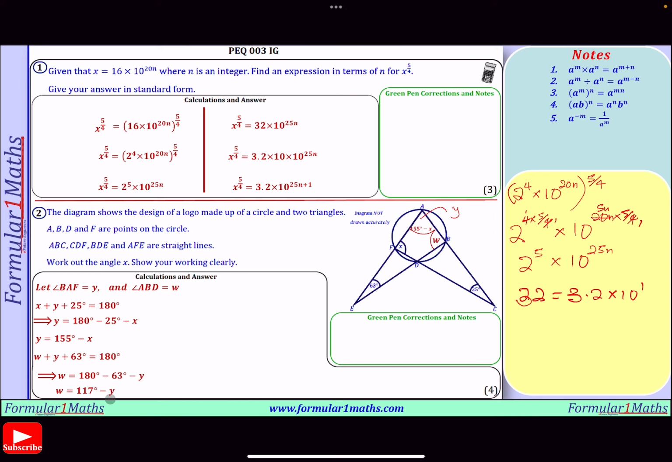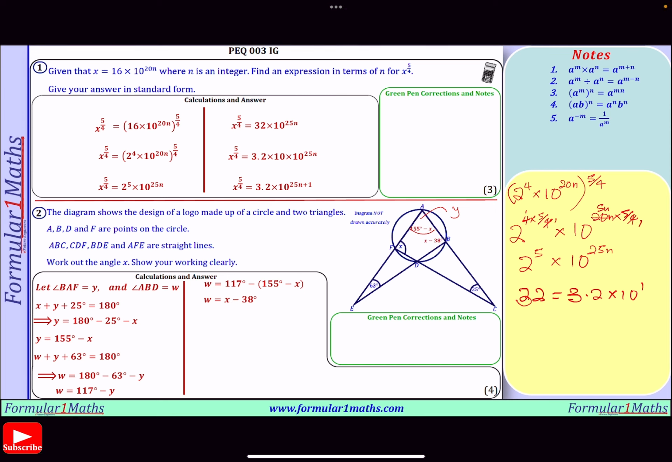But we have already found the value of y to be 155 minus x. So we can replace y with 155 minus x to get the following. If we simplify that, we're going to get w is equal to x minus 38. So we can replace w here with this expression as follows.